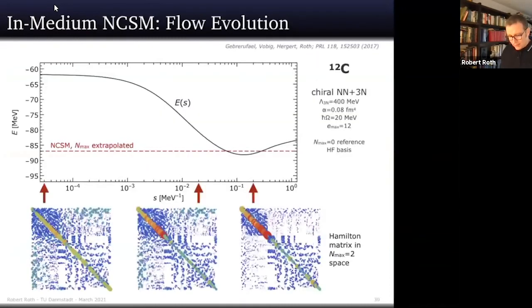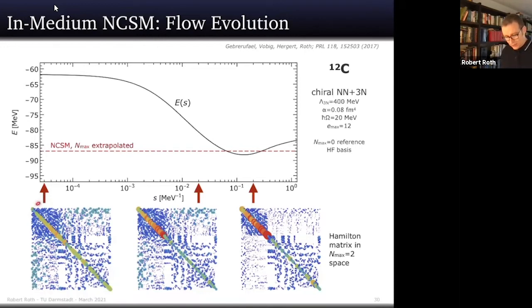And I illustrated that with these flow pictures once again for the example of carbon-12. As a function of this in-medium SRG flow parameter, which runs along this axis, we can transform the Hamiltonian. And just to show something, I monitor the zero-body piece of the Hamiltonian, and that shows this characteristic behavior that it drops with flow parameter and then briefly stabilizes. But this is not the interesting bit. What's really interesting is now the behavior of the Hamilton matrix itself throughout this flow evolution.